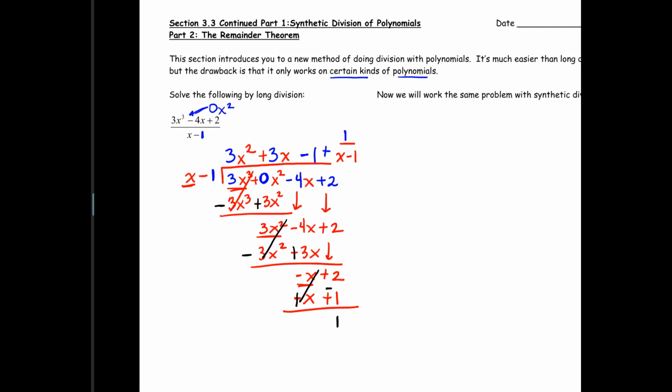Now, if you didn't quite get the different colors, not super important. You may want to look at mine just so you can see how these numbers will transfer. That was the process of long division.